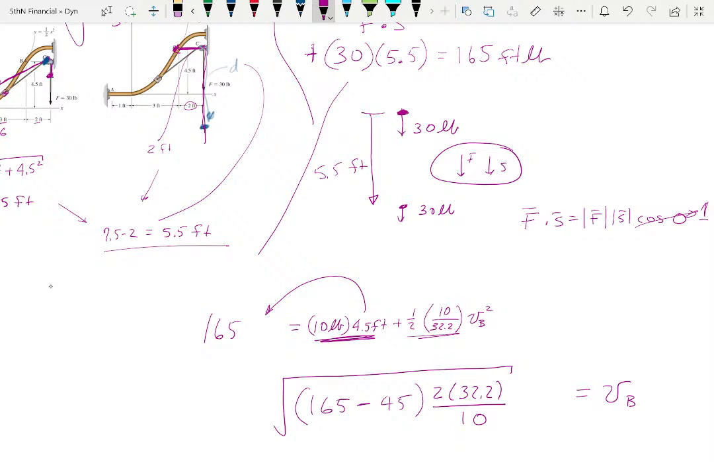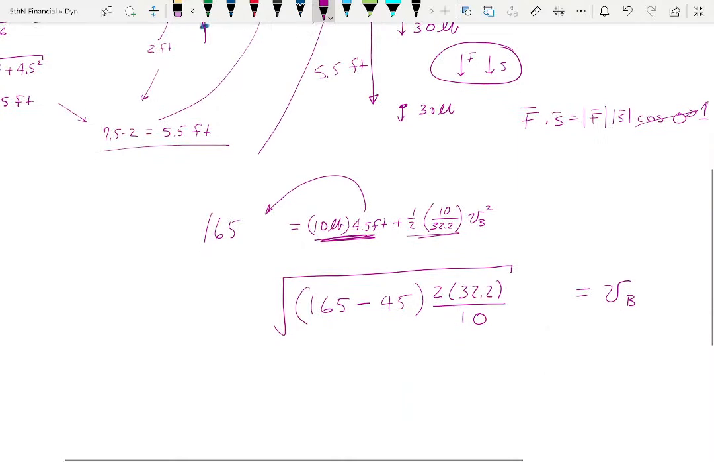Let's see what it does. You have to look and make sure it saw what you wrote. I think it saw what I wrote. Velocity of b was equal to 27.7 or 27.8. That's good enough.